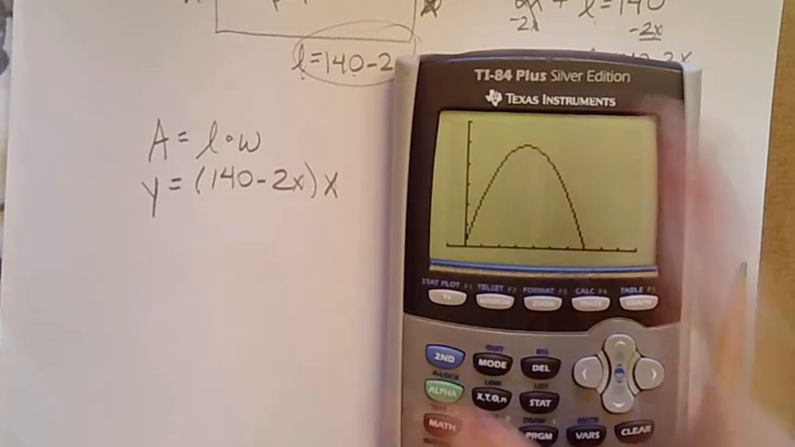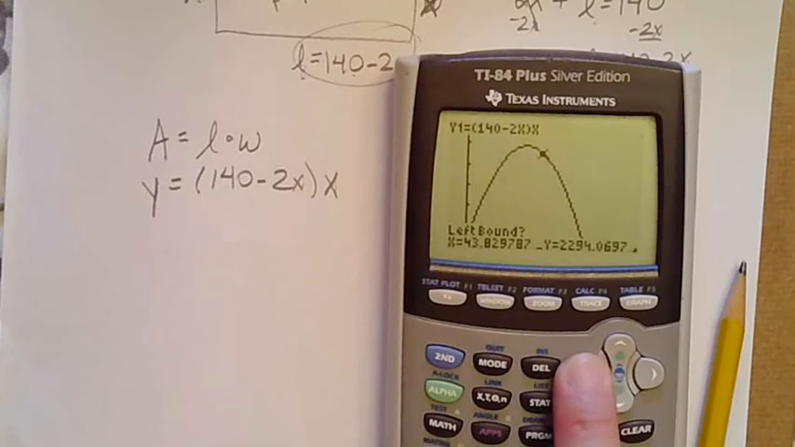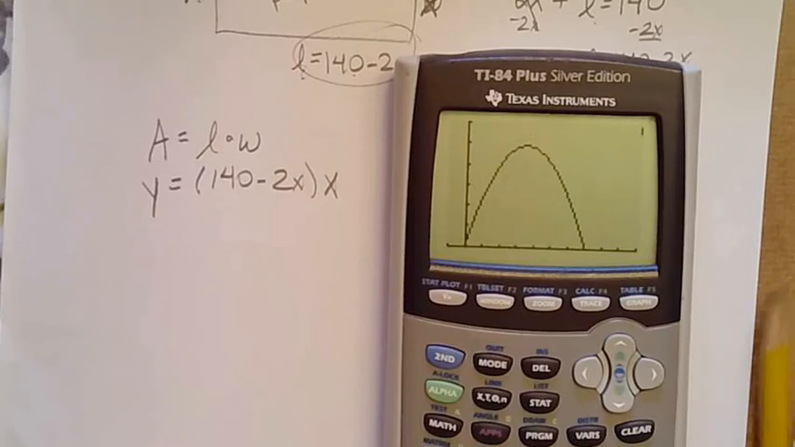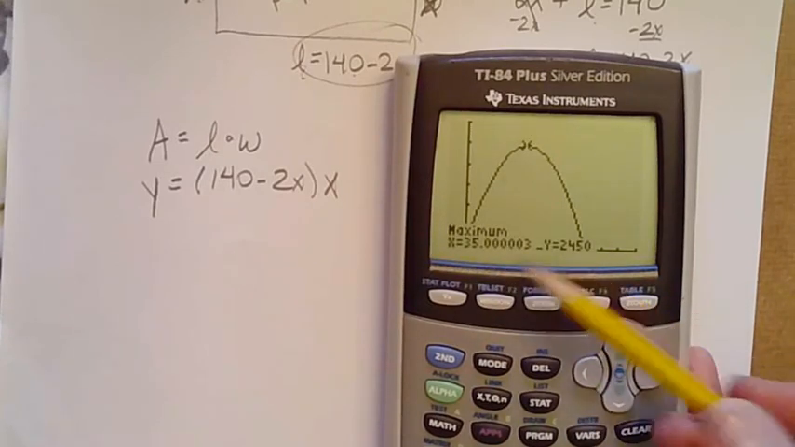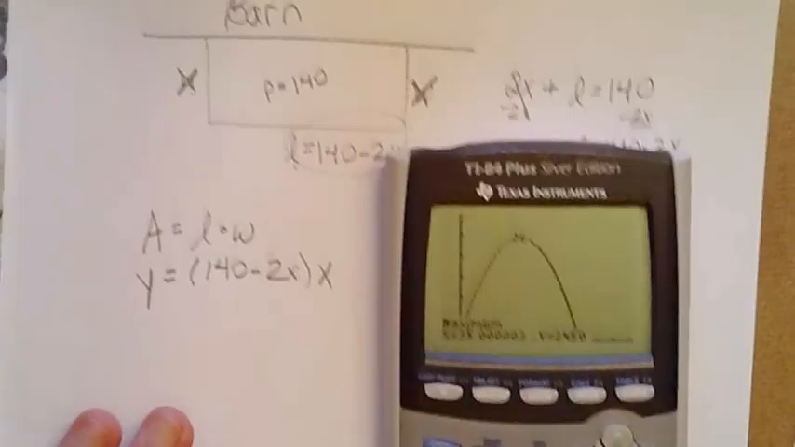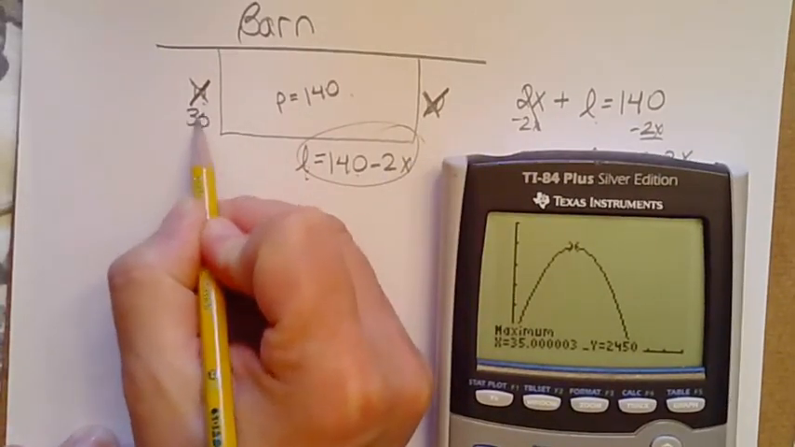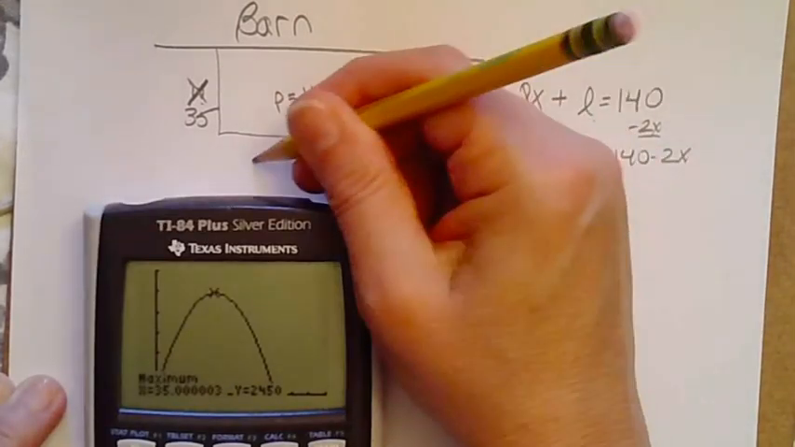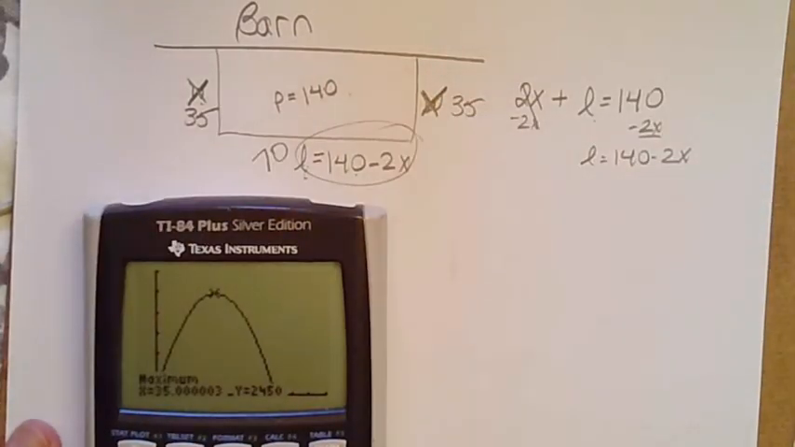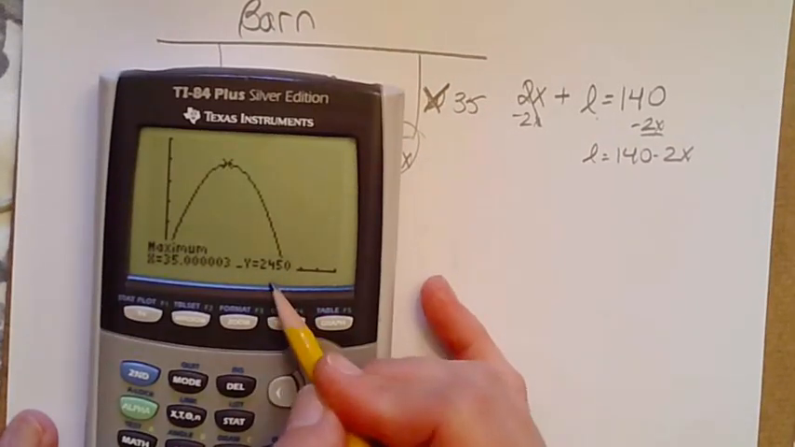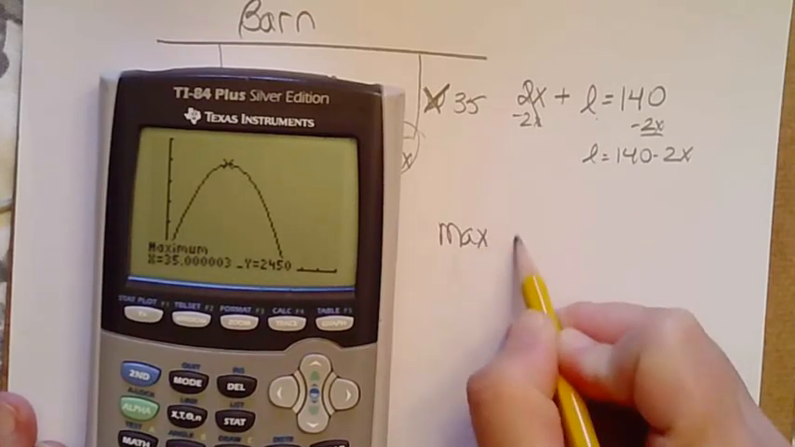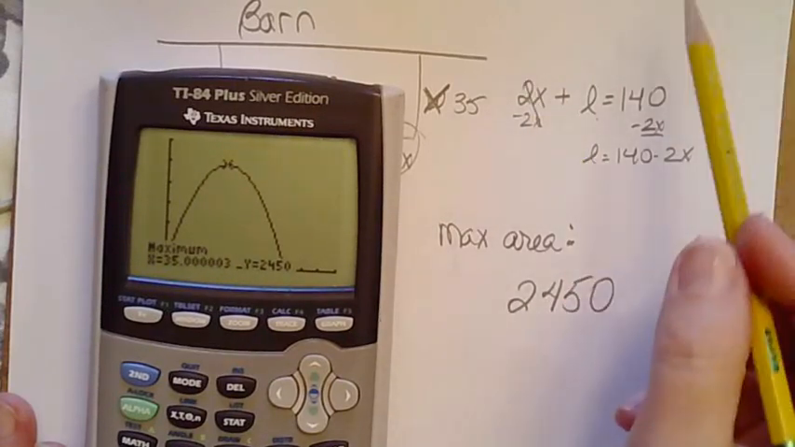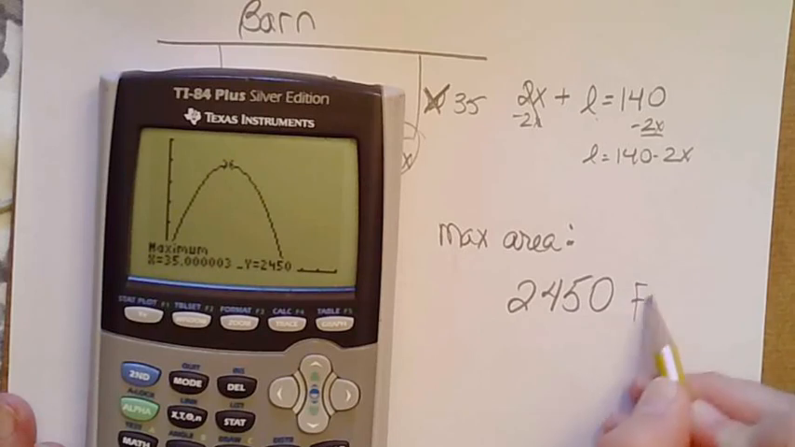We need to find the maximum. Second Calc 4. The maximum happens here, so x is 35. Remember, x is here, so that means this side is 35. The other side is 35. 35 and 35 is 70. 140 minus 70, your length is 70. So we have all of those dimensions in case we ever need them, but the y is your area. And your max area is 2,450. What do we have here? Feet. Feet squared.